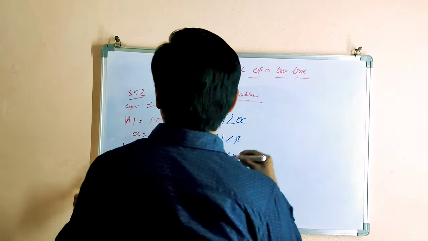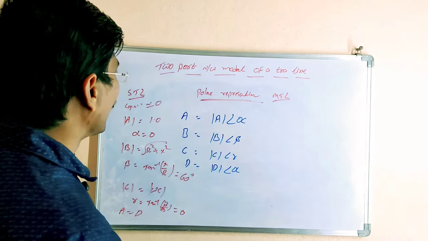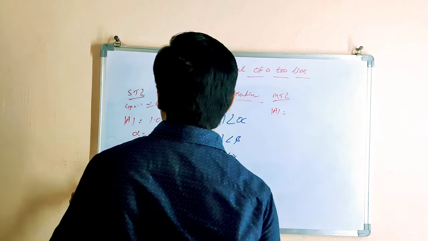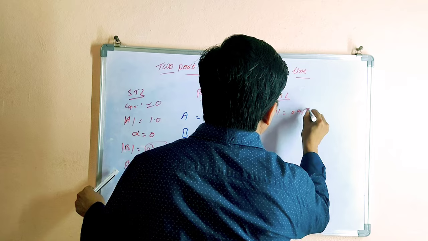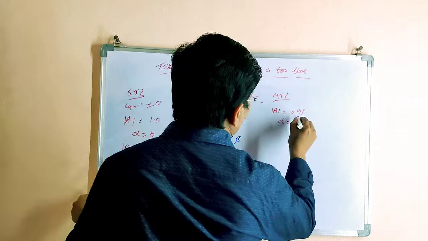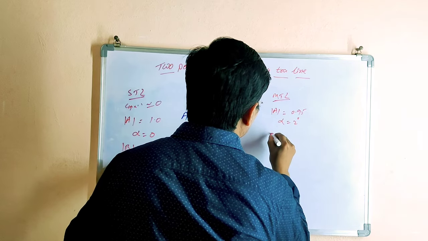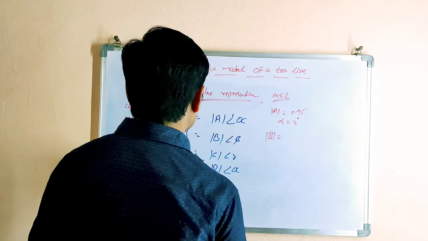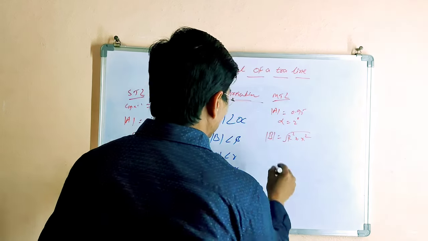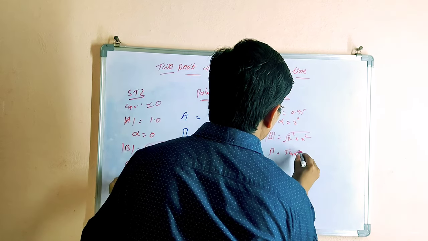Second one, the medium transmission line. The modulus of A is 0.95, and alpha is 2 degrees. The modulus of B is equal to the square root of R squared plus X squared, and angle beta is equal to tan inverse of X by R.